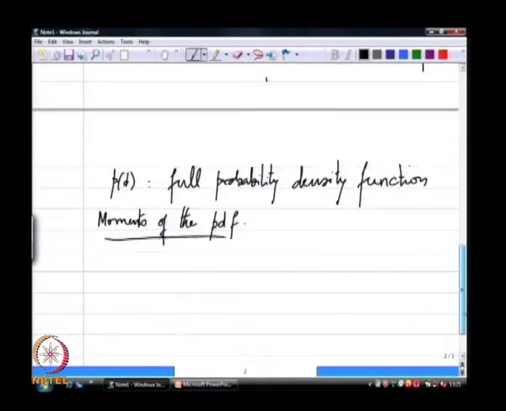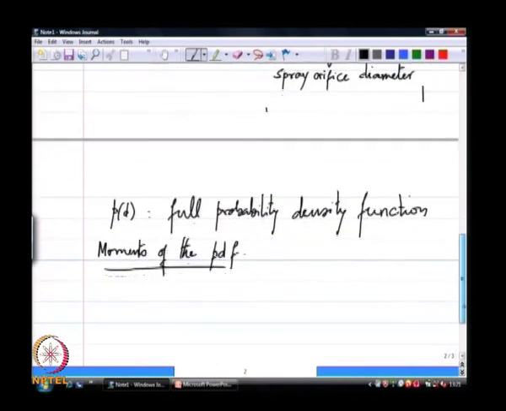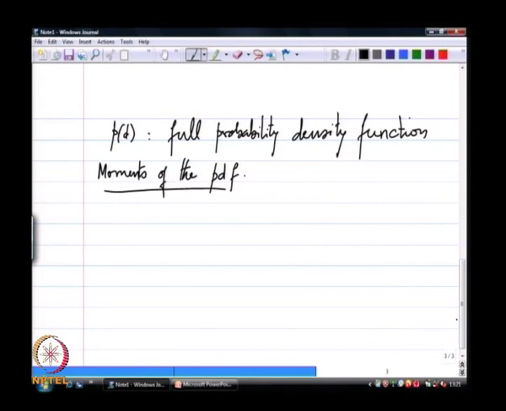All right. So, I now want to define a set of moments of this. The simplest is what we call the average diameter. I will move away from this DD business and I will say moments of a PDF f of x. Okay, and I will define x as drop size in this case.